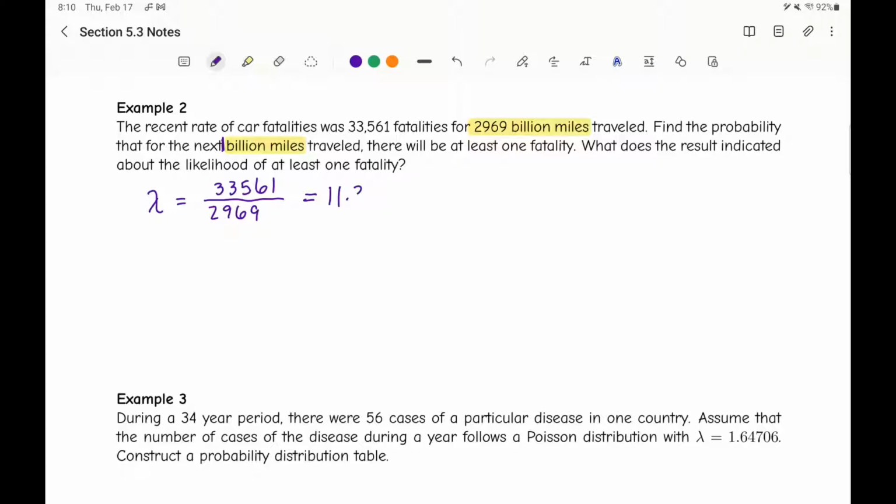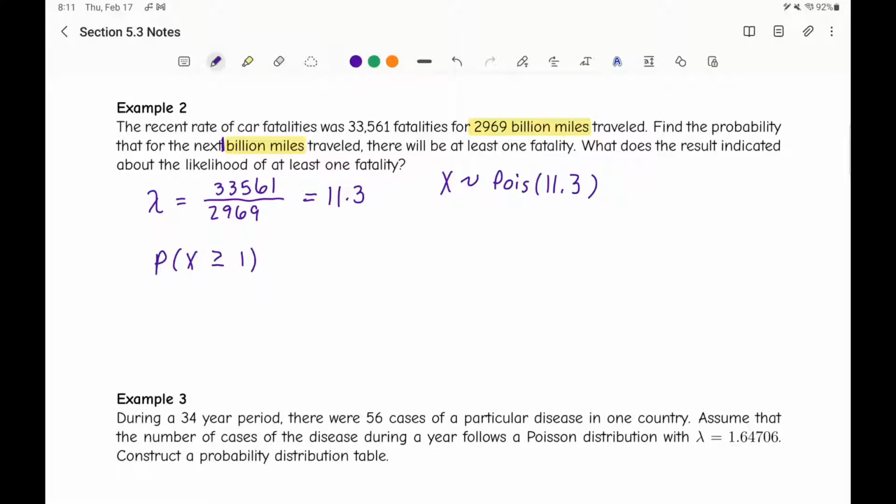Which is 11.3. So then X is Poisson 11.3 because it meets all the requirements. Well, then the probability that X is greater than or equal to 1, because at least 1 means greater than or equal to 1.